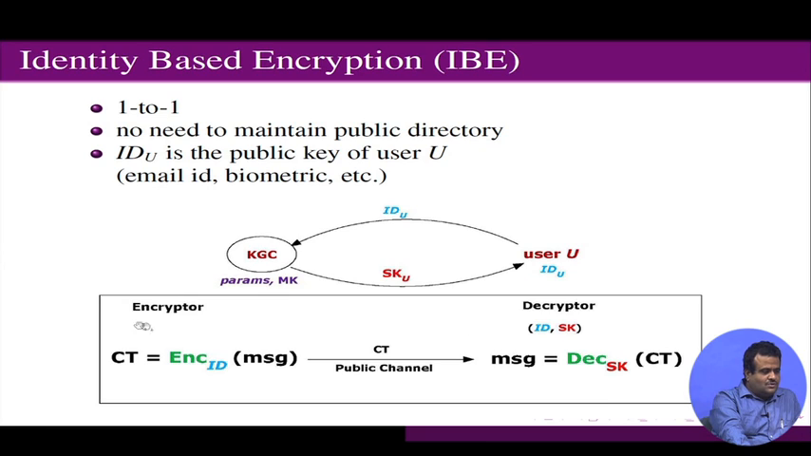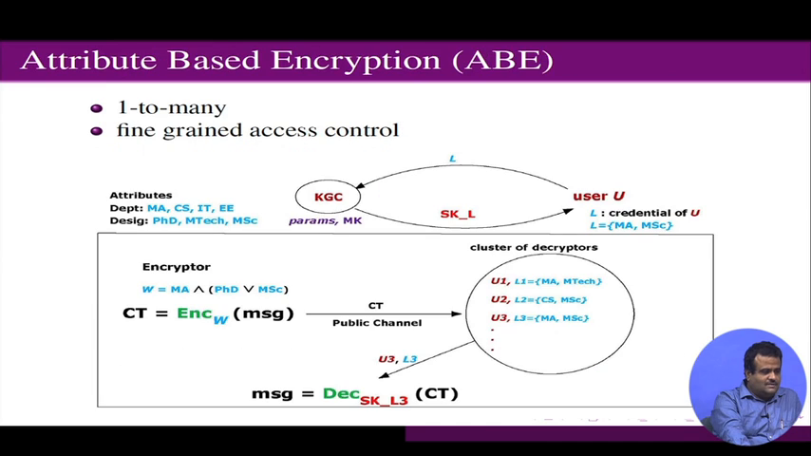Suppose this is Alice, this is Bob. Alice wants to send a message to Bob. So Alice needs to get Bob's public key, but here the public key is basically the ID. So Alice will use Bob's ID along with the public parameter, generate the ciphertext CT and send it over the public channel. Now Bob has his secret key SK. So Bob will decrypt this by applying the decryption algorithm and can get the message sent by Alice.